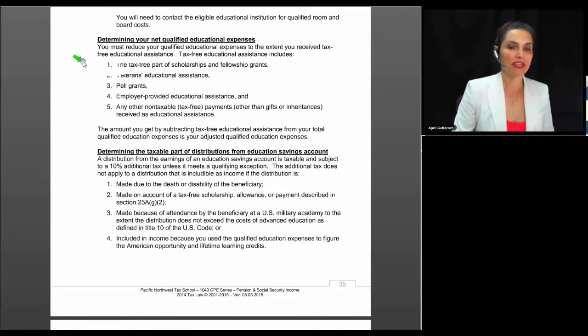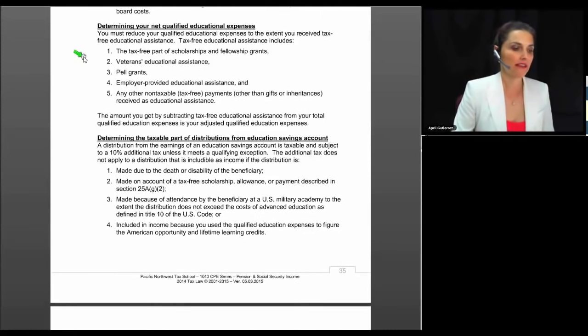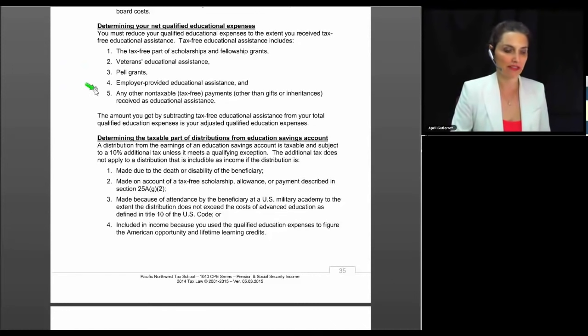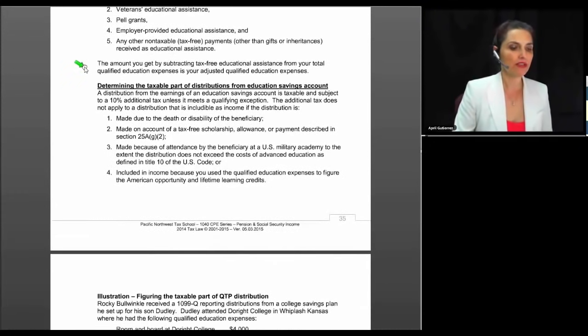So tax-free educational assistance that can reduce your cost includes the tax-free part of scholarships and fellowship grants, veterans education assistance, Pell grants, employer-provided education assistance, and any other non-taxable or tax-free payments, other than gifts or inheritance, received as educational assistance. The amount you get by subtracting tax-free education assistance from your total qualified education expenses is your adjusted qualified education expense.